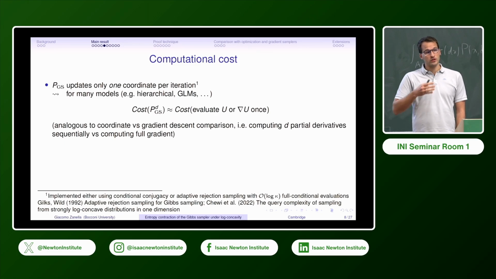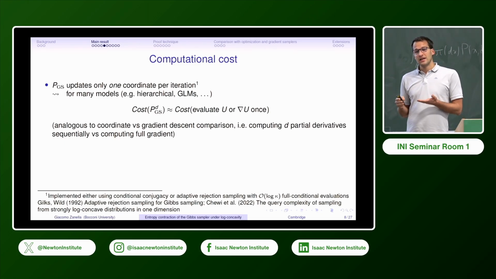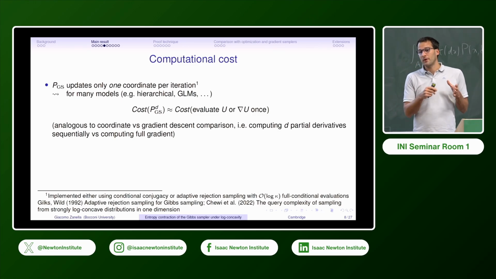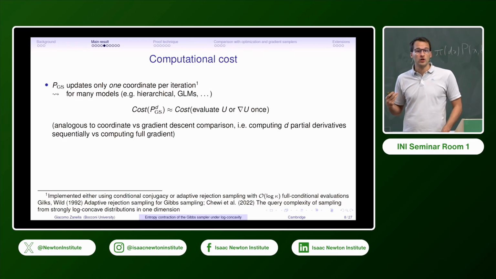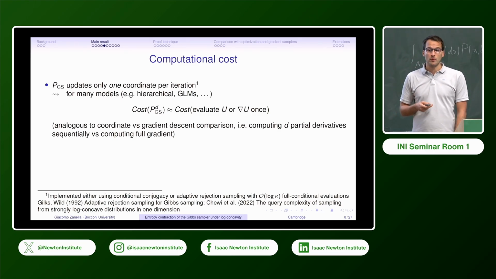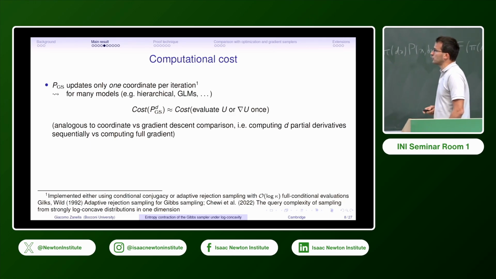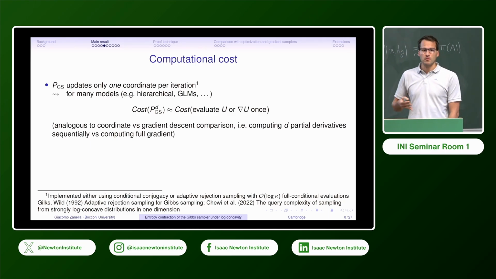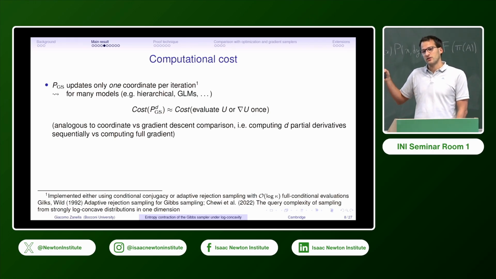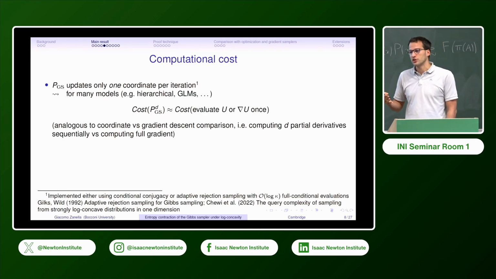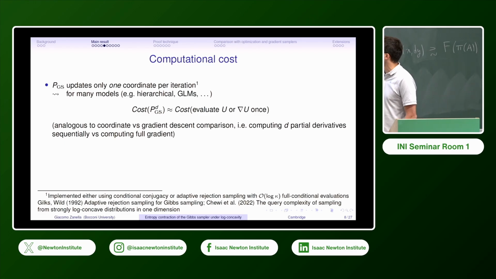Okay? If you want to think of the optimization parallel, it is a bit like computing a partial derivative as opposed to the full gradient. If you have a model where computing partial derivatives is cheap, then using coordinate-wise updates will be potentially favorable. Obviously, this depends on the structure of the model, but it holds for, say, hierarchical models, generalized linear models, and so on. I would say it holds for any models where people do conditional updates. Otherwise, they wouldn't do it, I would say.